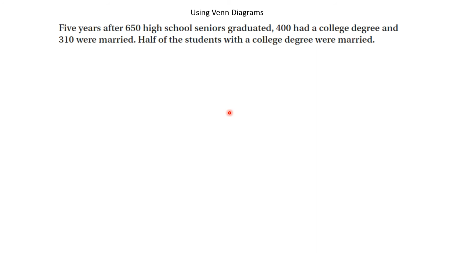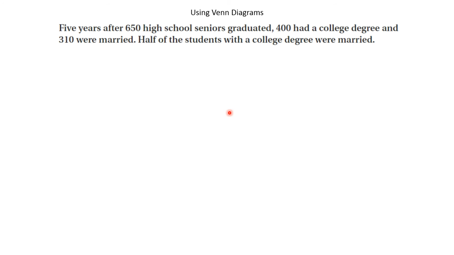So we have a problem. 5 years after 650 high school seniors graduated, 400 had a college degree, and 310 were married. Half the students with a college degree were also married. So there's no question here. I haven't put the question up, just a setting. And so we're going to make a Venn diagram.